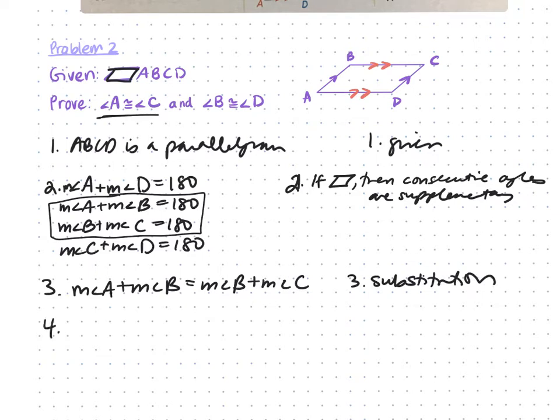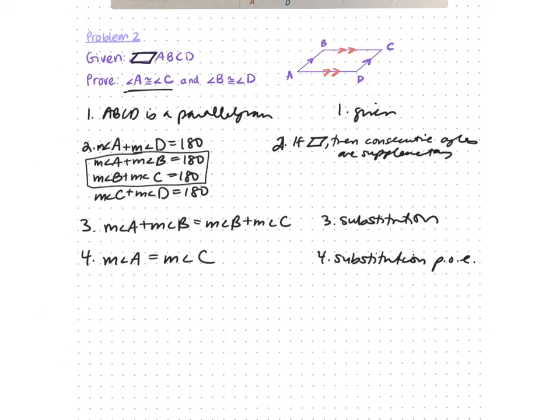And then we can subtract measure of angle B from both. So the measure of angle A equals the measure of angle C by substitution property of equality. And then we also want B and D to be equal.